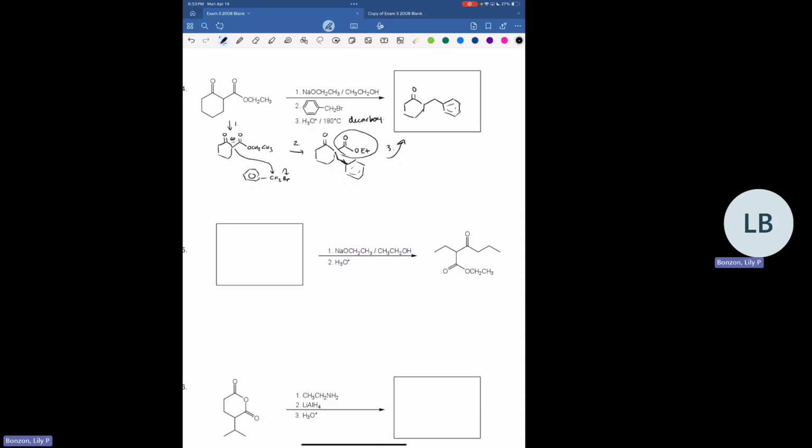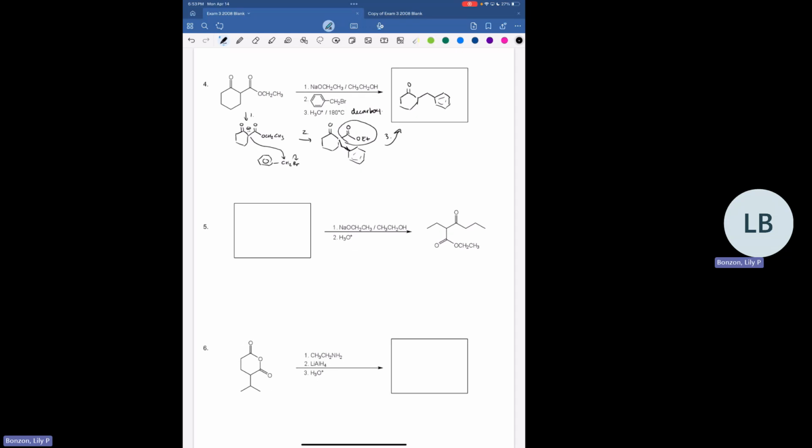Yeah, if there's an ester, H3O plus and heat, it's going to be decarboxylation. Usually it's the beta keto ester too. Okay, I'm going to go ahead and move on.